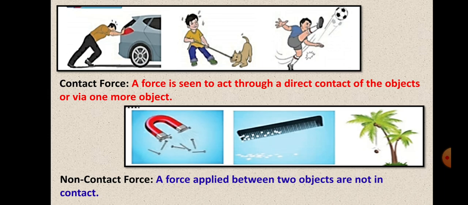And the third one, you all know very well, right? That is the gravitational force. So because of the gravitational force, the coconut is falling down. So these are the examples of the non-contact force. Okay.